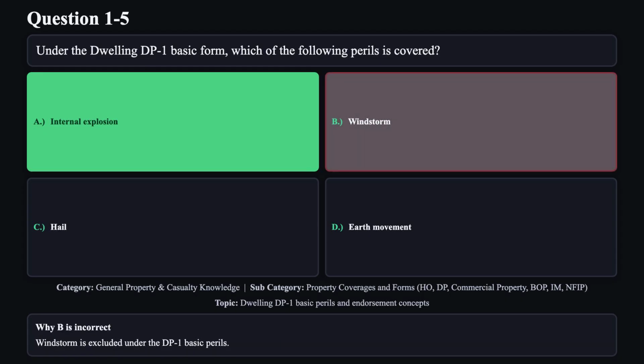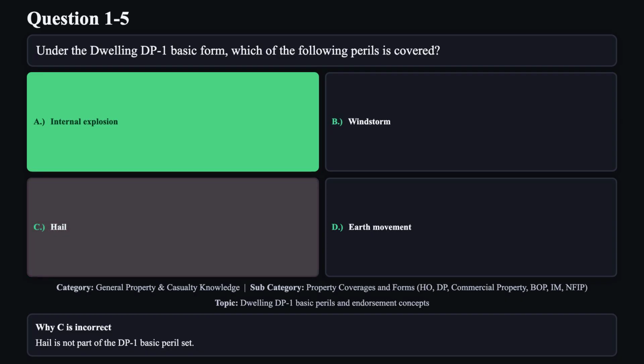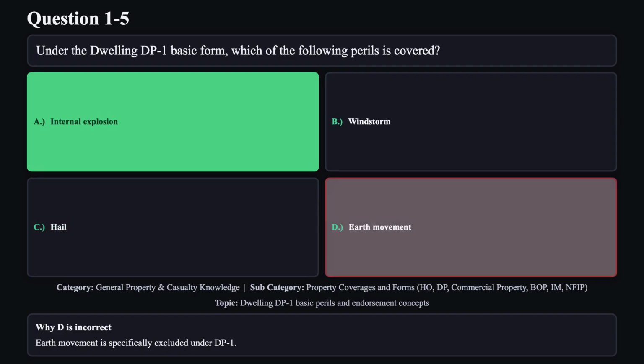Reason B is not correct. Windstorm is excluded under the DP1 basic perils. Reason C is not correct. Hail is not part of the DP1 basic peril set. Reason D is not correct. Earth movement is specifically excluded under DP1.